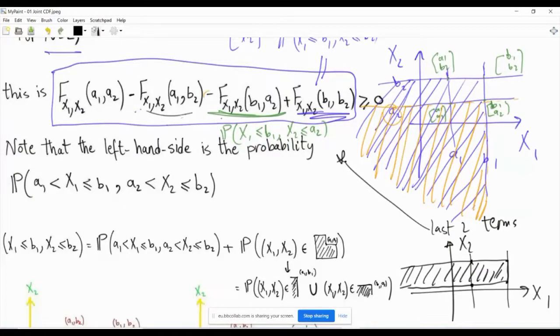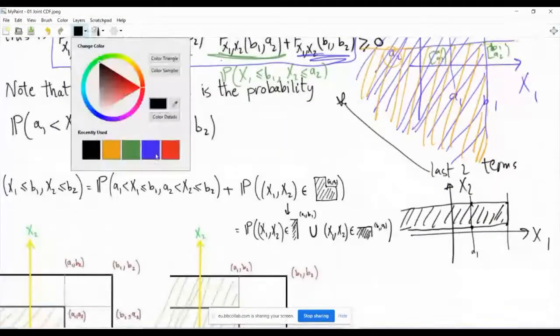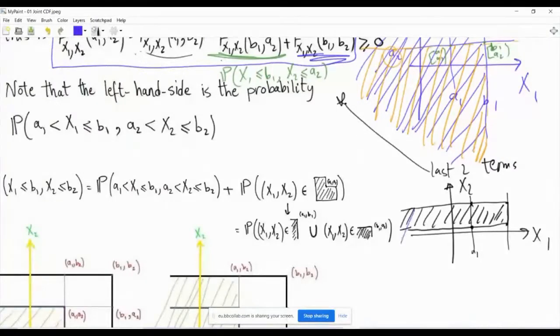Then there is another subtraction here, and this one is the probability that x1 is less than or equal to a1 and x2 is less than or equal to b2. So here we have x1, this is a1, x1 is below this. If we draw this, it will be this area. So here is x1 less than or equal to a1 and x2 less than or equal to b2. It will be this area, so we subtract this again.